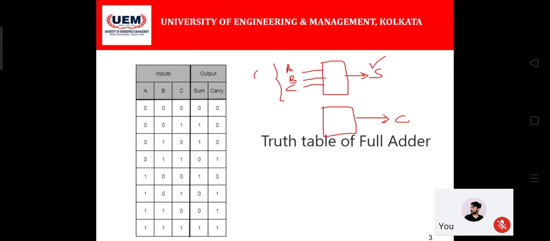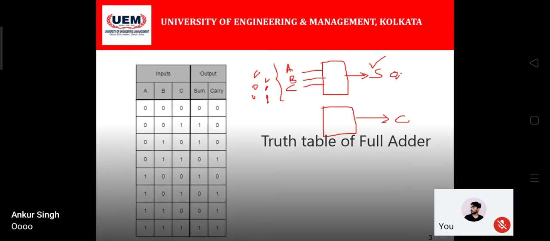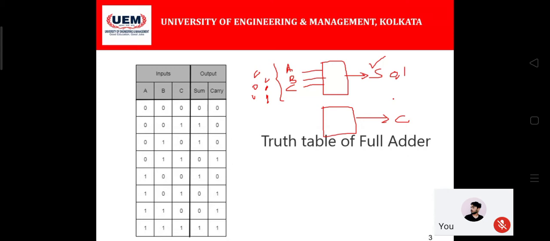Like when the input combination is 0, 0, 0, then the sum will be 0. When the input combination is 0, 0, 1, then the sum will be produced as 1, and so on, right? So that input-to-output relation in a multiplexer must match with the possible combinations of a full adder circuit, right? That's the primary constraint.